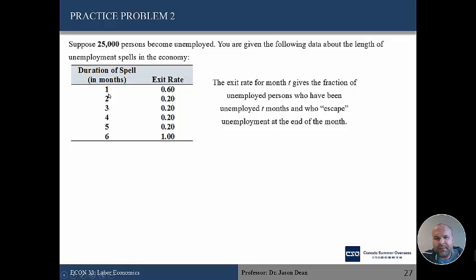during the first month, the exit rate out of unemployment is 60%. So you have 25,000 people. Within the first month, 60% of them will leave the unemployment state, so they're going to get a job. Next month, at the end of next month, of the remaining people, 20% will leave. And then the third month, of the remaining people after that, 20%. But by the end of the 6 months, all of 25,000 people will have got a job. Okay, so there's no one unemployed longer than 6 months.